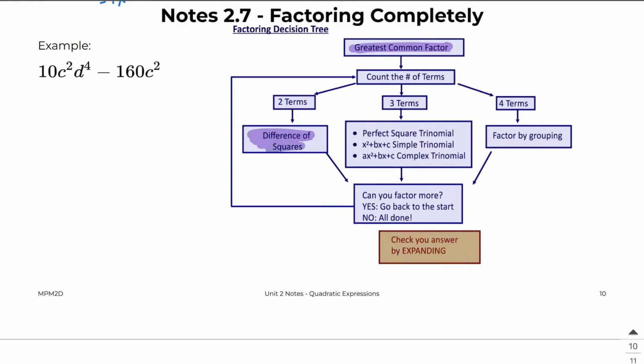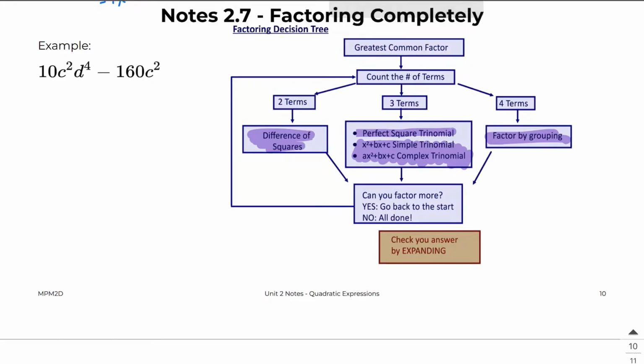We learned about differences of perfect squares. We learned about perfect square trinomials. Here we've got simple and complex trinomials. I didn't split them up. They're the exact same process, so I didn't want to overcomplicate it. And we also learned about how to factor by grouping.